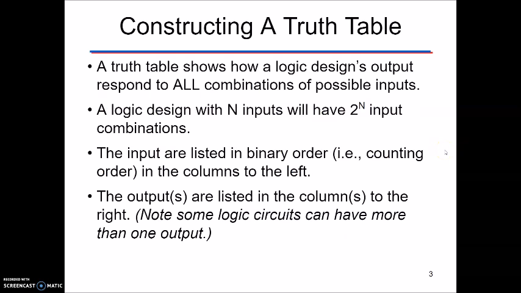So when we look at constructing a truth table, it shows how a logic design's outputs respond to all of the possible combinations of inputs. So a logic design with n number of inputs will have 2 to the n input combinations. So that's just how we can figure out how many we're supposed to have. The inputs are listed in binary order, so basically counting order in the columns to the left, and then the outputs are listed in the columns to the right.